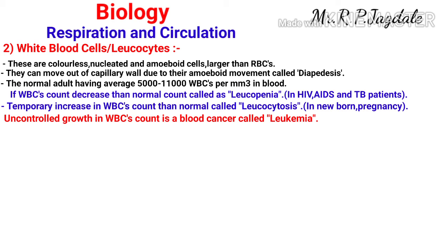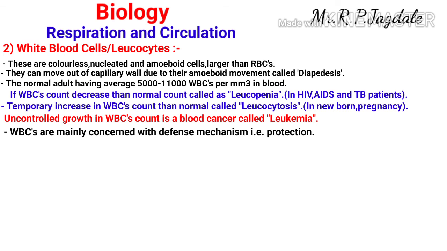If this value decreases below the normal value, such a condition is called leukopenia. If it is temporarily increased above the normal value, it is called leukocytosis. And if this growth of WBCs is uncontrolled, then it is a blood cancer called leukemia. Generally, WBCs are mainly concerned with protection, that is, the defense mechanism.